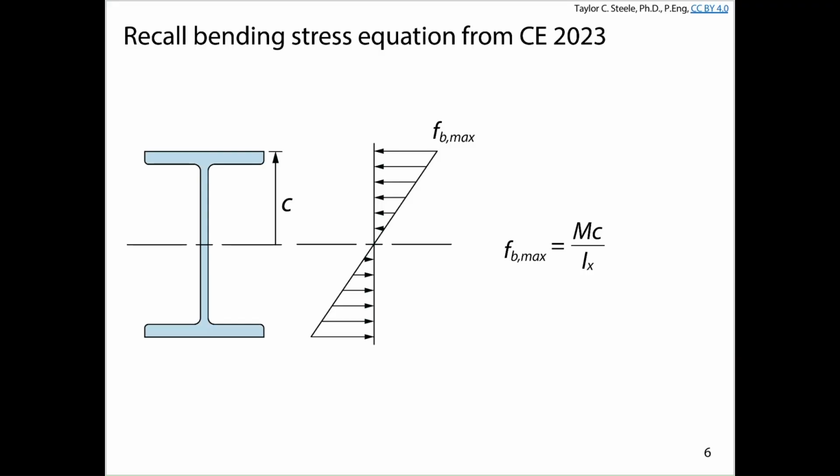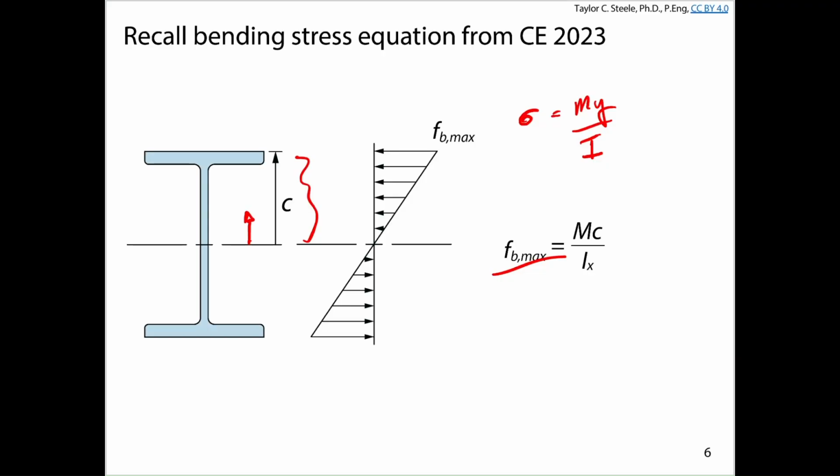You might have seen something like sigma is My over I. Typically in steel design, we tend to replace sigma with a little f, and B is for bending. And the maximum bending stress would be the moment on the beam times c, which is the distance to the extreme fiber. Y is any distance from the neutral axis, and c is the maximum distance to the extreme fiber, divided by the moment of inertia.